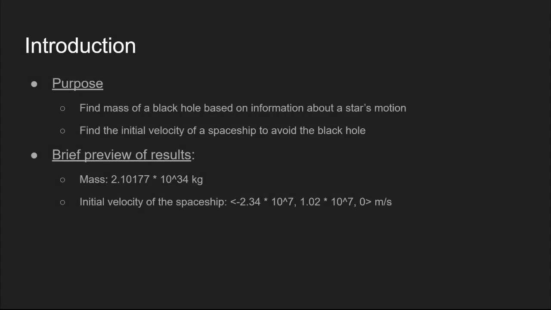The purpose of this lab is to find the mass of a black hole based on information about a star's motion, and to find the initial velocity of a spaceship to avoid the black hole. At the end of the lab, I could calculate the value of the mass of the black hole and the necessary initial velocity of the spaceship.